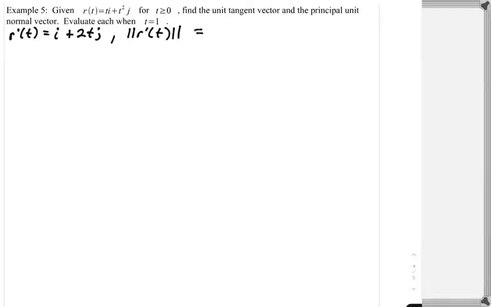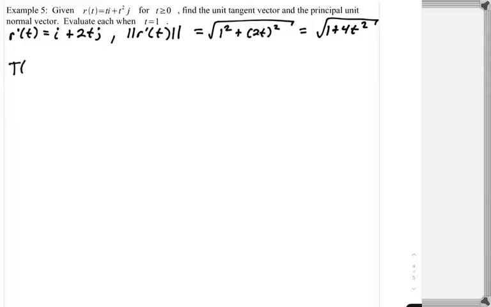The magnitude is going to be the square root of 1 squared plus (2t) squared under the square root. So that's going to give us the square root of 1 plus 4t squared, and that's going to be the magnitude of r prime of t. Later on, we'll call that the speed.